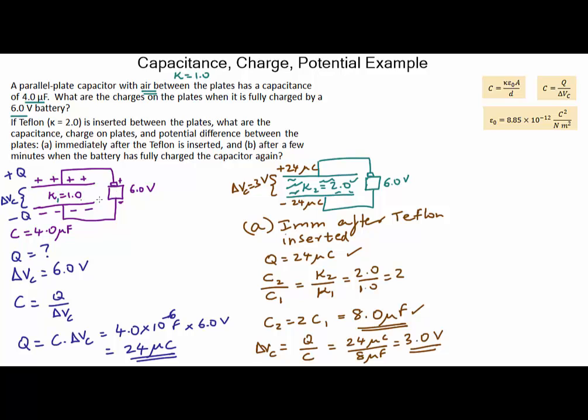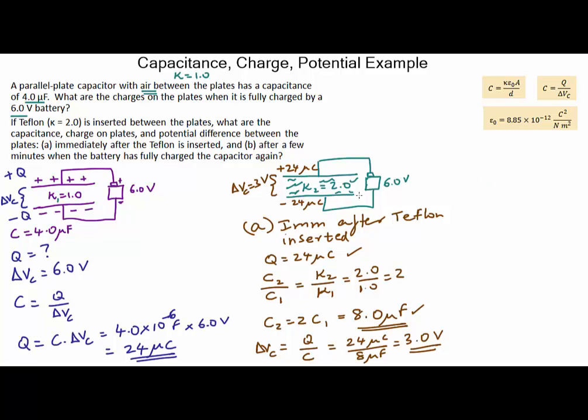Then we just inserted Teflon. So when we put the Teflon in, it changed the capacitance from 4 microfarad to 8 microfarad, which immediately dropped the potential difference between the plates to 3 volts because there was not enough time for any charges to move.